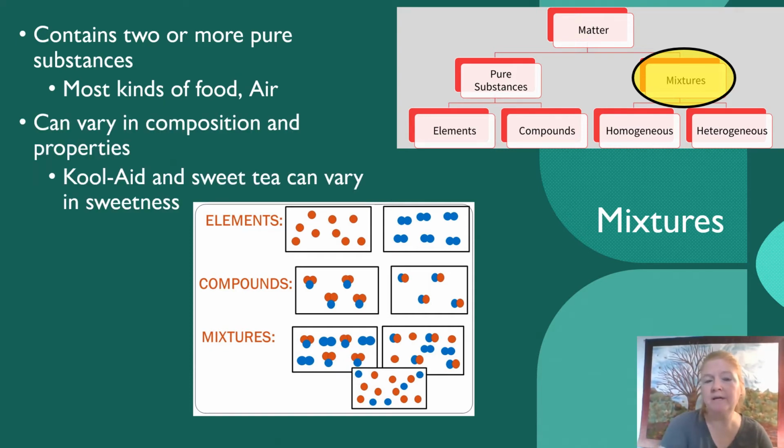And it can vary in composition and properties. So Kool-Aid and sweet tea can vary in their sweetness. It's not always 100% the same. H2O is always H2O, but you don't always know what you're getting when you get Kool-Aid or sweet tea.